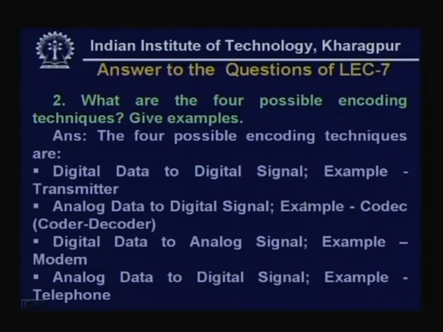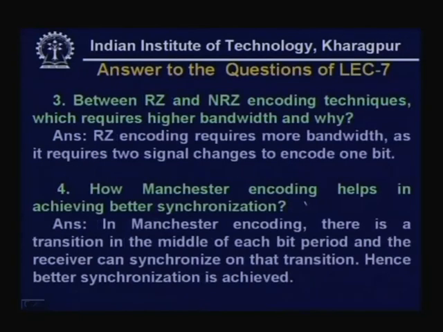Second question was, what are the 4 possible encoding techniques? Give examples. 4 possible encoding techniques are: digital data to digital signal, which is used in transmitters. Second is analog data to digital signal used in codec. Codec stands for coder decoder. Third is digital data to analog signal used in modem, which we shall discuss in more detail later on. Fourth is analog data to analog signal, example is telephone system, we shall discuss about it in details later on.